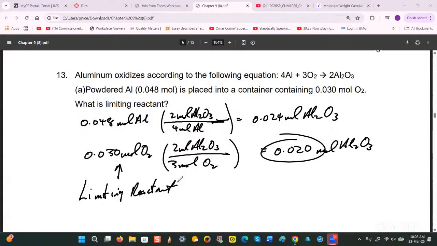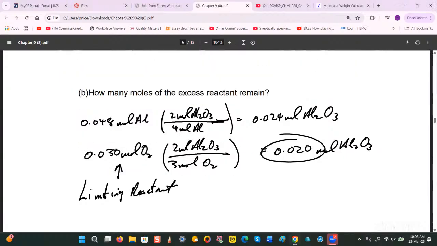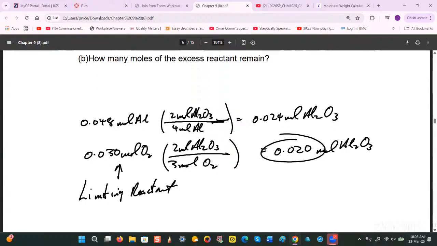And the B part is similar to the B part in the previous problem, because in the B part, they ask for how many moles of the excess reactant remains, right? And remember what we said, once you identify the limiting reactant, any other reactant would be the excess reactant. So that means that the aluminum here would be the excess reactant, right? So what would be the next step? Again, feel free to look at what we did for the previous problem.